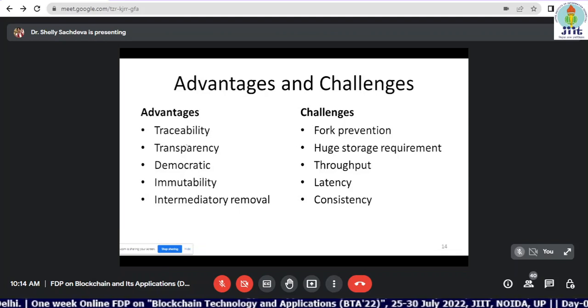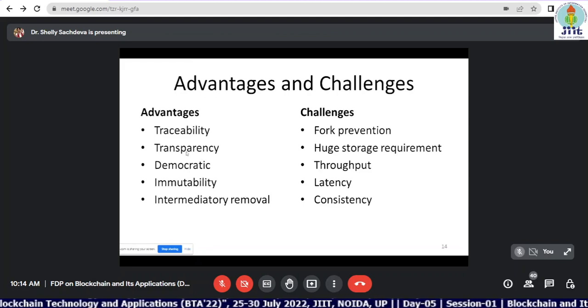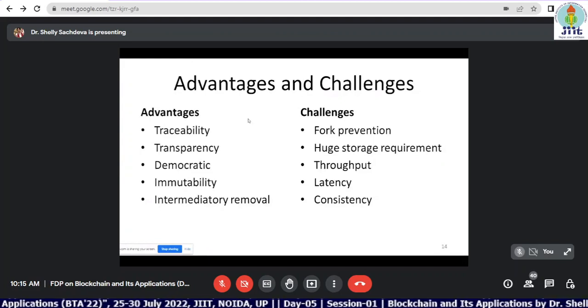I've already told you about the advantages: the traceability, the transparency, democratic, immutability, and the intermediary removal. So these are all considered as advantages. But while implementing this particular blockchain, what are the various challenges that we'll be facing? The main challenge, from my viewpoint, is throughput. Then latency is another challenge, right? And consistency is the third one, then fraud prevention and huge storage requirement.